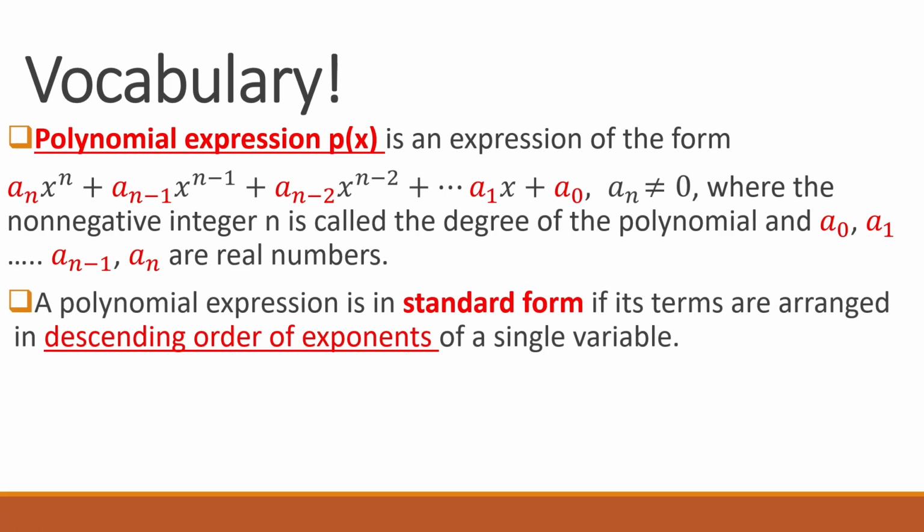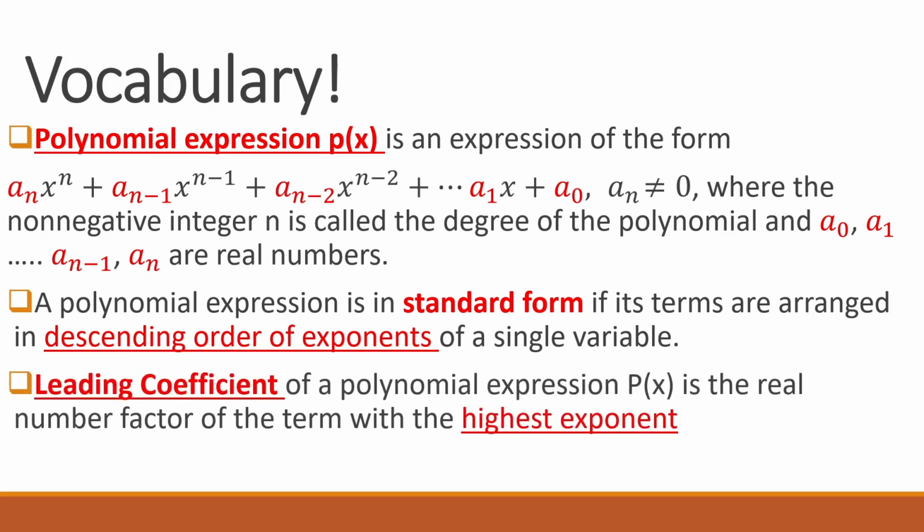The polynomial expression must be written in standard form. When we say standard form, the terms of a polynomial expression are arranged in descending order of exponent of a single variable. Meaning to say, from highest degree to lowest. And the leading coefficient of a polynomial expression p of x is the real number factor of the term with the highest exponent.